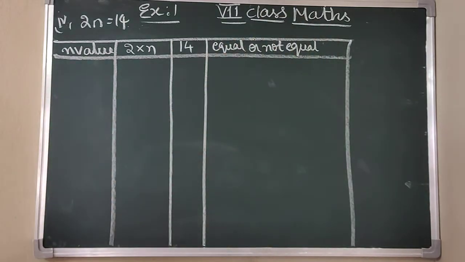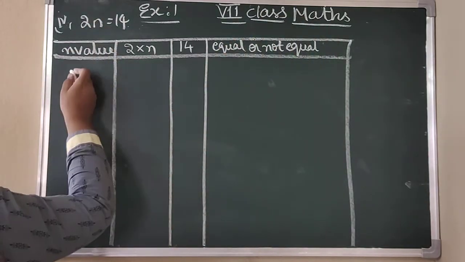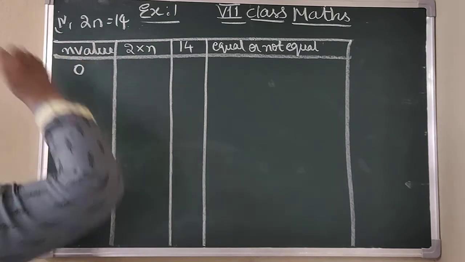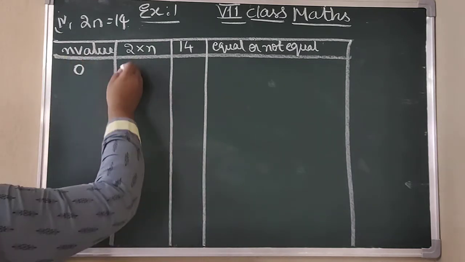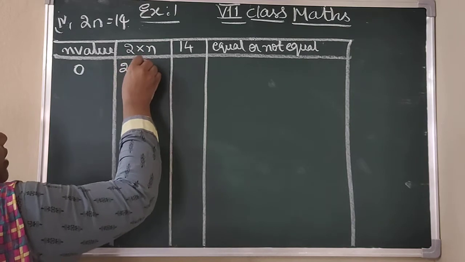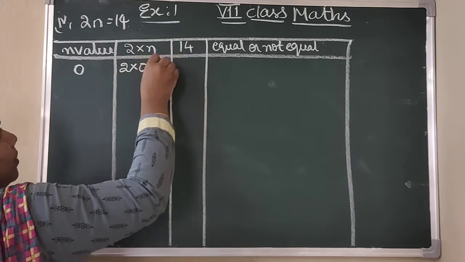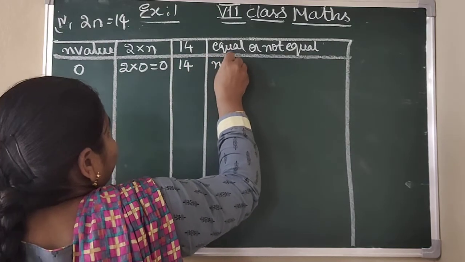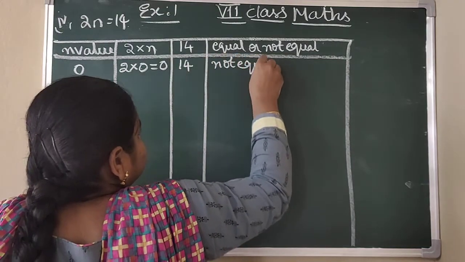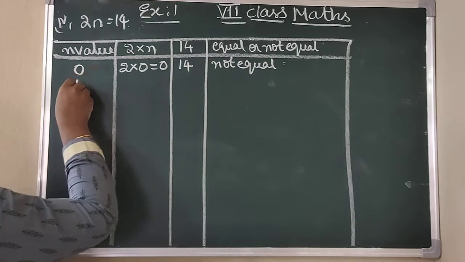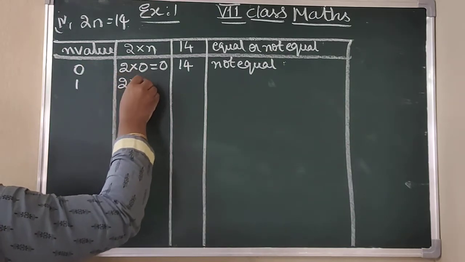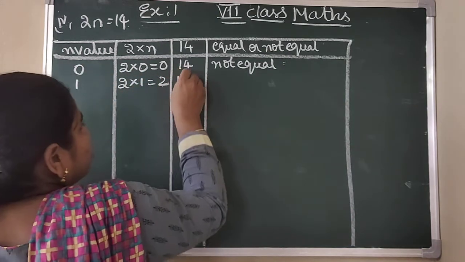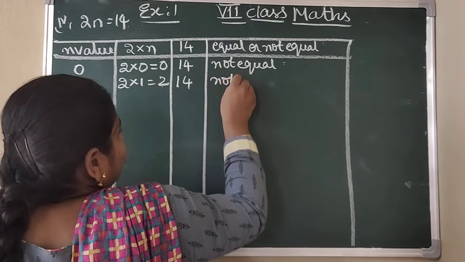Okay, so first n value is how much here? First I am going to start from 0. So 2 into 0, what is the n value? 0. 2 into 0 will be 0. So 0 is not equals to 14. So we have to write not equal. Okay, so next is 1. 2 into 1 is equals to 2. 2 is not equals to 14. So not equal.